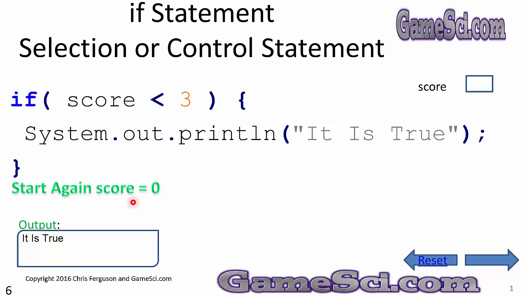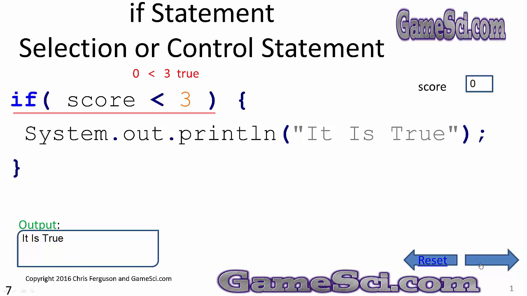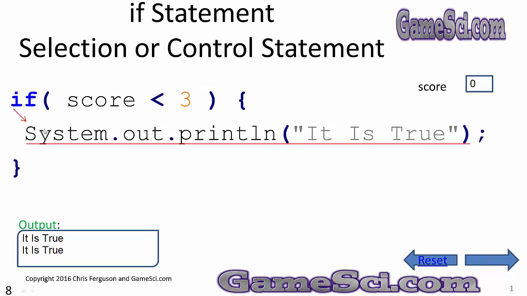So I'm going to update the variable score to 0. And when I run the code now, score you can see has the value 0 in the variable. When I extract it and do score less than 3, 0 less than 3 will evaluate to true. And when it's true, what happens? We go inside the code and execute system.out.println it is true. And you can see once again it is true is shown up on the output for a second time.